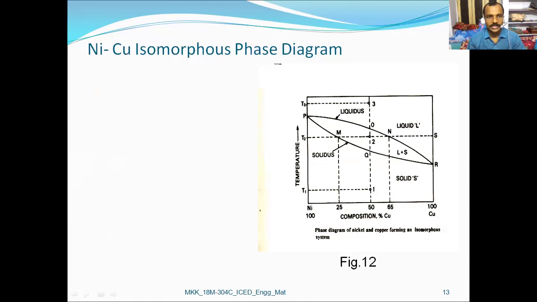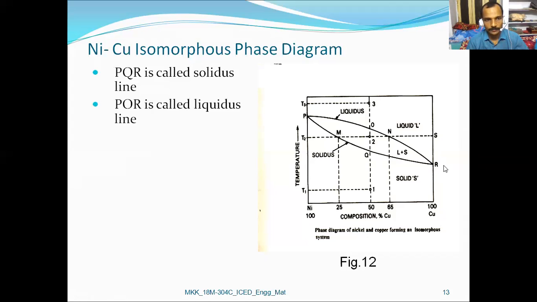So coming to the nickel copper isomorphous phase diagram. So as we were discussing the nickel copper isomorphous phase diagram, here we can consider P, Q, R as solidus line or a curve, and P, O, R as a liquidus line.